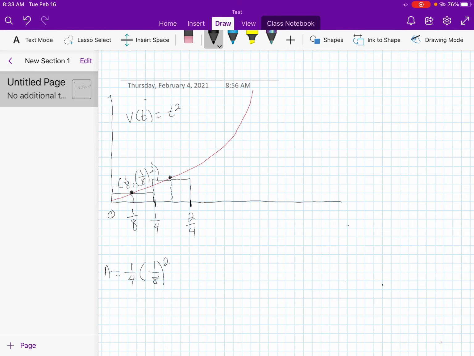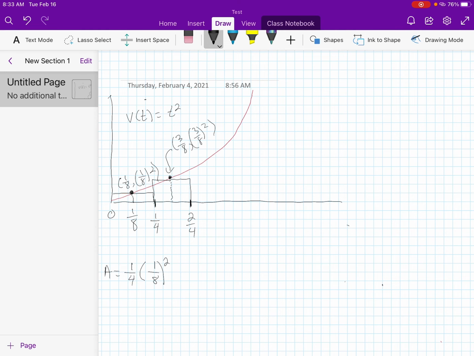What's halfway between 1/4 and 2/4? Well, I think of it as 2/8 and 4/8. So halfway between would be 3/8. So this point here is 3/8, comma 3/8 squared. Where am I getting the 3/8 squared from? I'm just taking the 3/8 x value and subbing it into the equation to get the y value, which would be 3/8 squared. Well, not the y value, the v value, but it helps to think of it as y values for now.